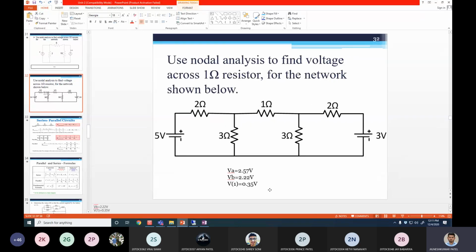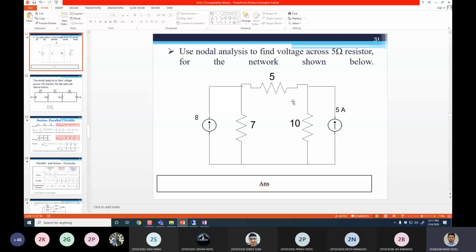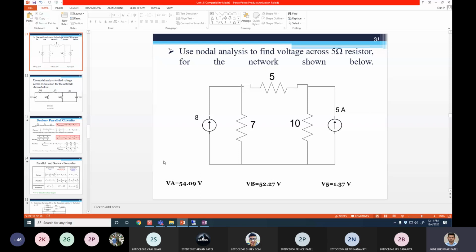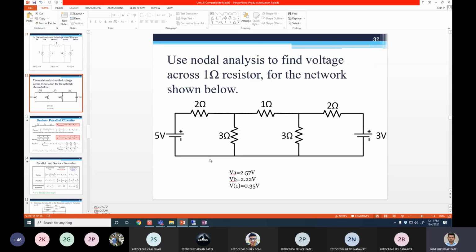I'll share this PPT along with the answers, because we are done with unit 2. There is one more problem to be solved. You can solve this problem as well. These are the answers for these two. So I'll share these two questions along with this PPT, so you can solve them on your own, and I'll share the answers also.